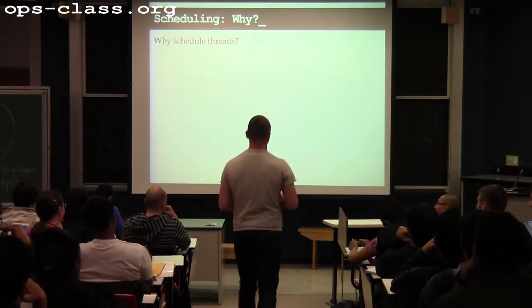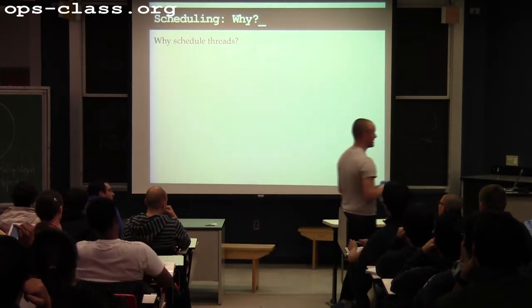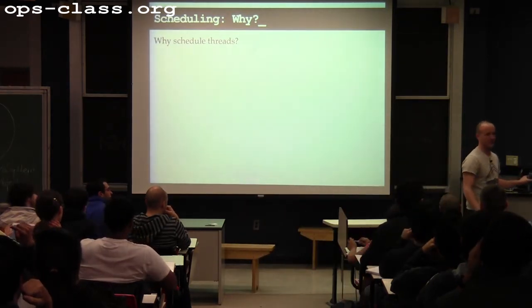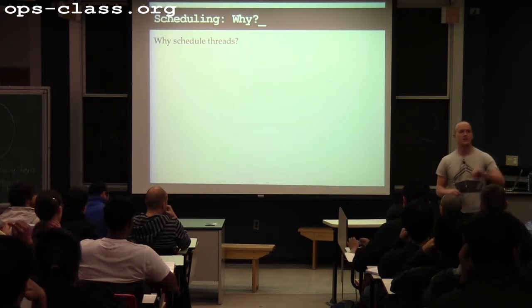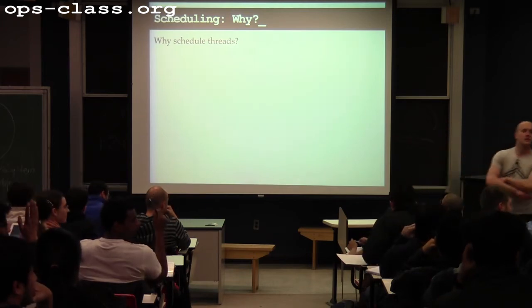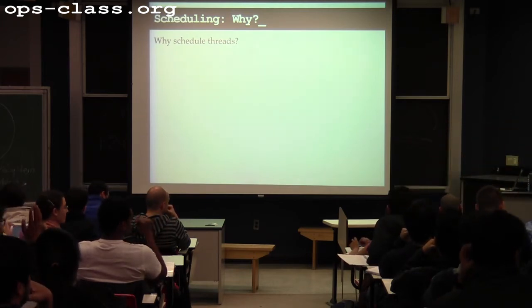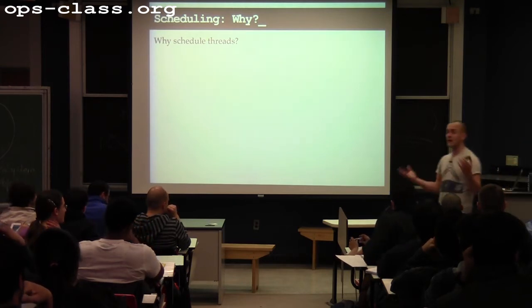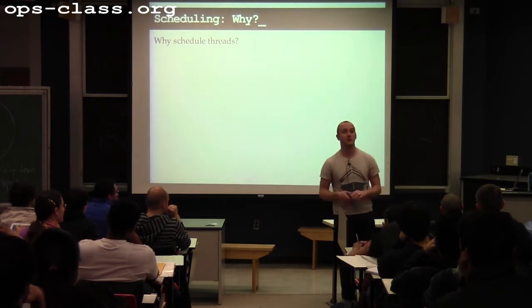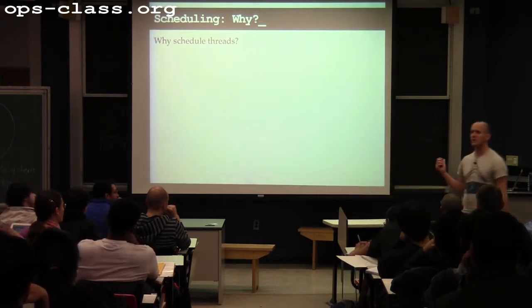So that's maybe more like what I can do with scheduling. But in particular, why does the operating system have to schedule threads? Because we have more threads than cores, right? If I had fewer threads than cores, I wouldn't have a scheduling problem to solve. But why else does the operating system do this?